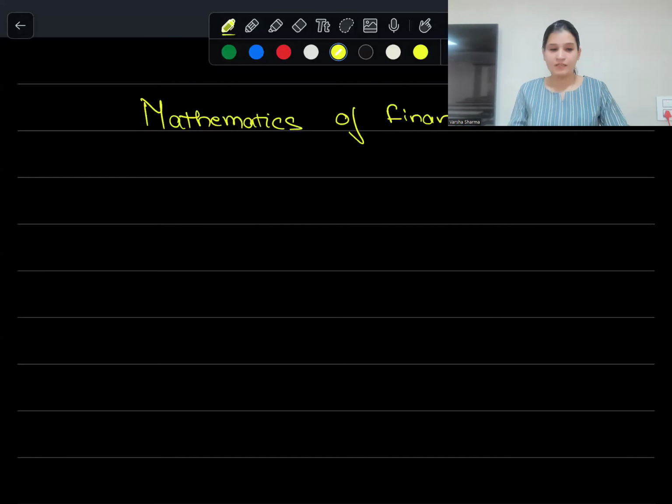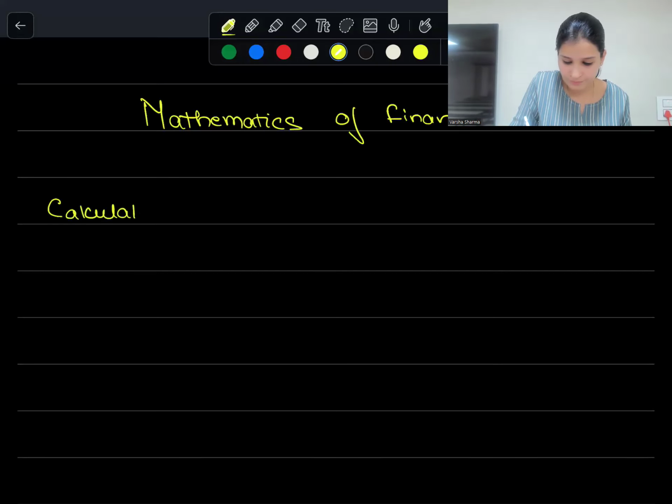Morning, everyone. The chapter that we are about to start in this particular class is Mathematics of Finance. That is chapter 4 of paper 3, and it carries an average of 14 marks in our paper. So it's a very important chapter. But before starting this chapter, we're going to start with the tricks of calculation.